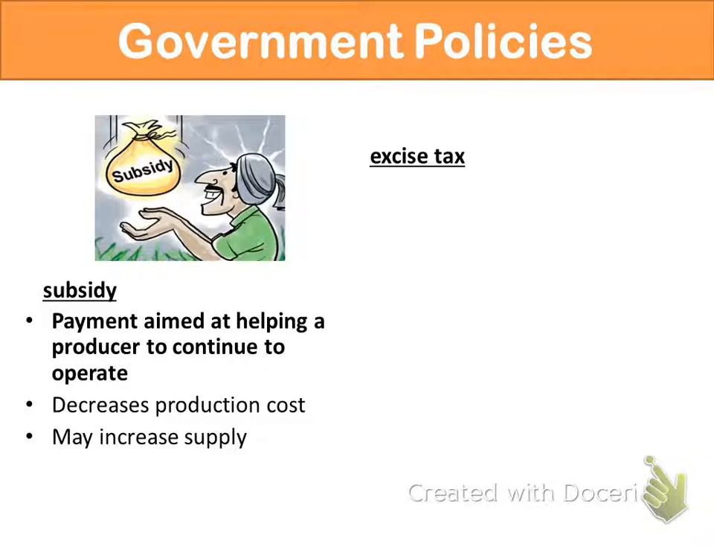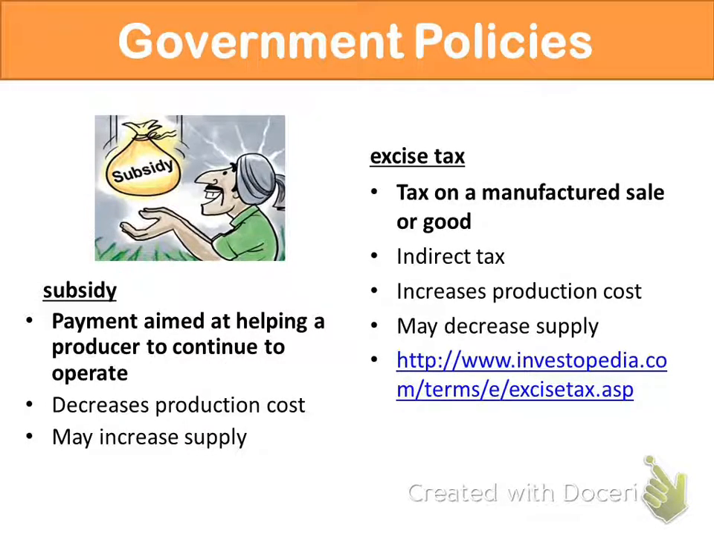A subsidy is any payment aimed at helping a producer to continue to operate. It's basically free money. Back in 2008, during the Great Recession, the U.S. government gave the auto manufacturers billions of dollars to help them stay in business, because if they didn't stay in business, they would have gone bankrupt, they would have laid off thousands of workers, and that would mean thousands of Americans without jobs, not consuming and buying things, which creates a downward spiral and can lead to economic ruin really fast. And so a subsidy is a way of helping out a business. It's going to decrease production costs, and it can actually help to increase supply.